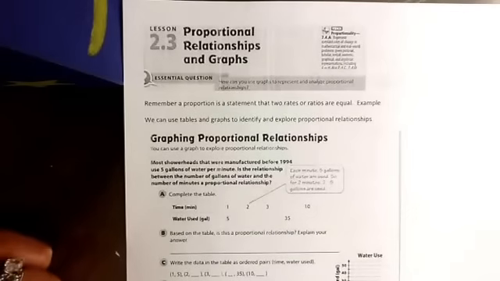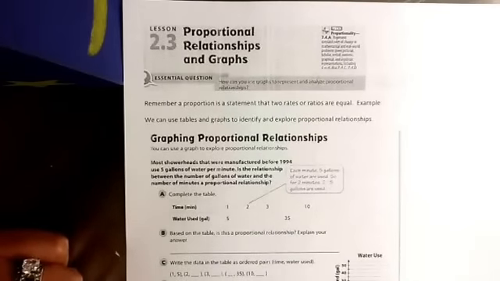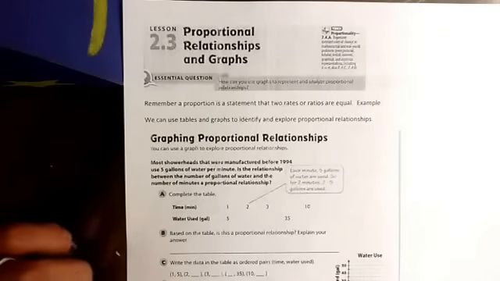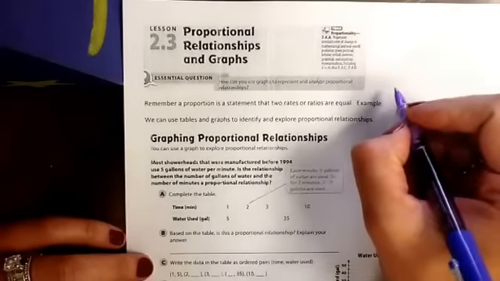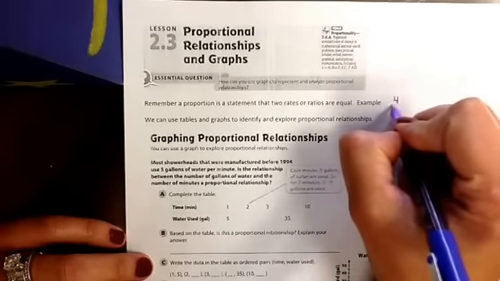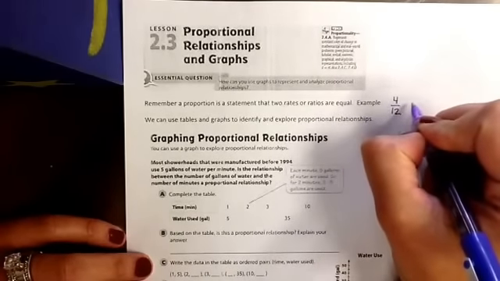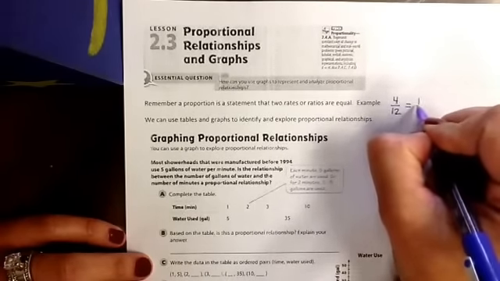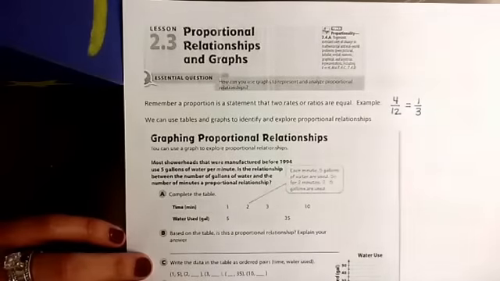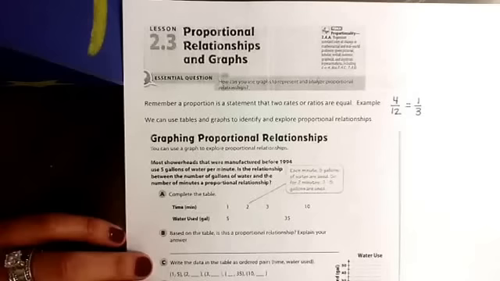In this lesson, we're going to learn how to use graphs to represent and analyze proportional relationships. Remember that a proportion is a statement that two rates or ratios are equal. So for example, write this down with me. If I have 4 to 12, and I'm trying to see if these two ratios, 4 to 12 and 1 to 3, form a proportion, they would be equal.